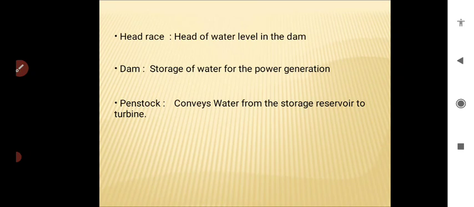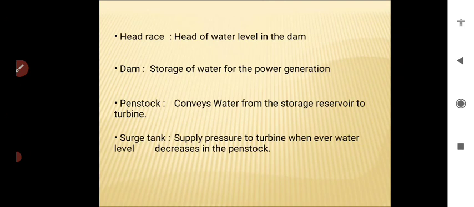And next one is the penstock. It is a pipe of large diameter, generally made of steel or concrete. It conveys water from the storage reservoir to the turbine under pressure. It carries water under pressure from the storage reservoir to the turbine.